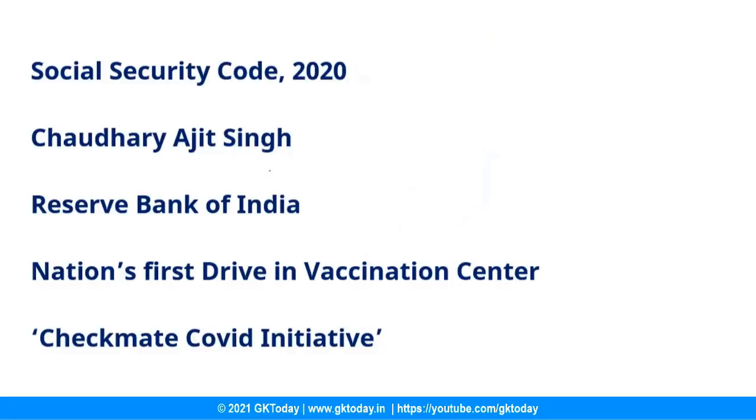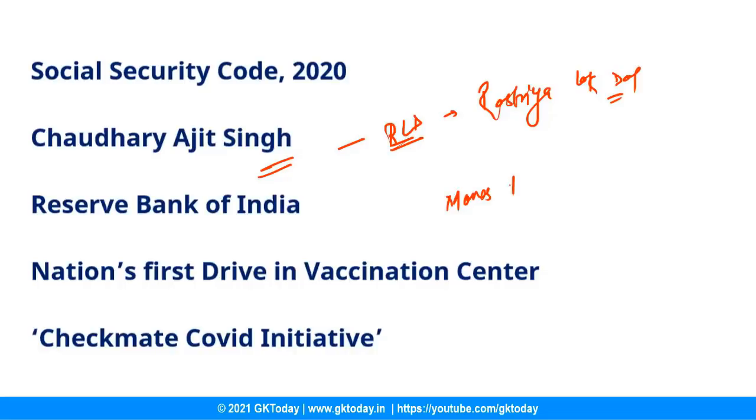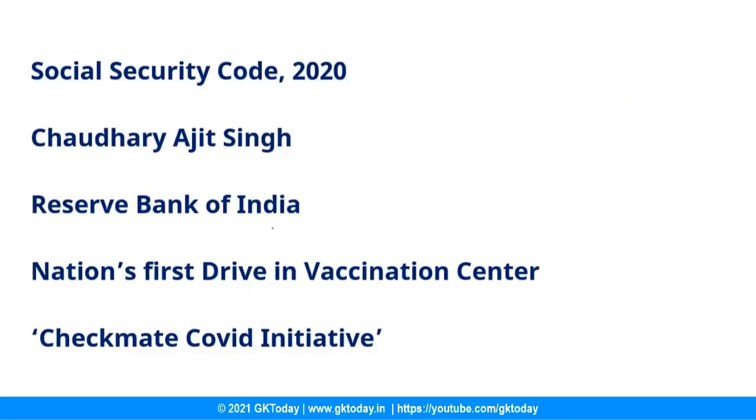Next is Chaudhry Ajit Singh. So he was the chief of RLD, that is Rashtriya Lokdal, and he was the former union minister. He passed away recently. Apart from him, recently Manas Behari Verma passed away. He was well-known aeronautical scientist. Next is RBI, that is Reserve Bank of India. So recently RBI imposed penalty of 3 crore rupees on ICICI Bank for violation of RBI directions.